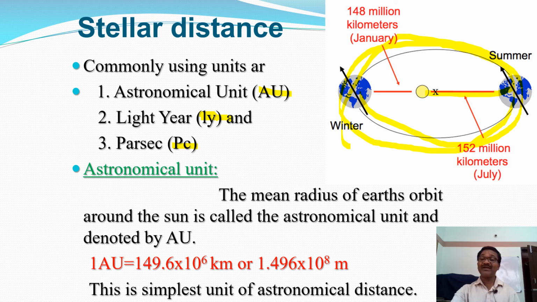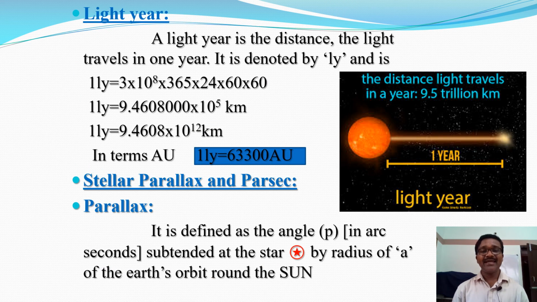What is the meaning of astronomical unit? That means the mean radius of the Earth's orbit around the Sun is called an astronomical unit. In the stellar distance, it is the smallest unit. Actually, we studied it on the large scale. It is the smallest unit in particular in stellar distance. Its value is 1.496 into 10 raised to 11 meter.